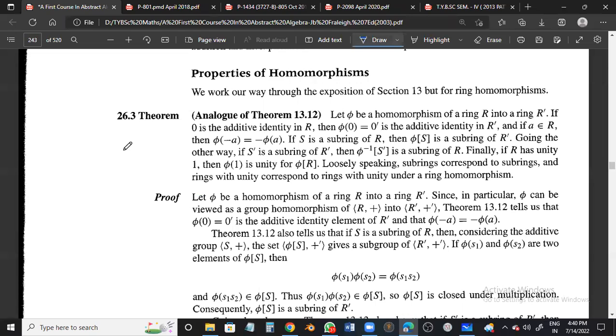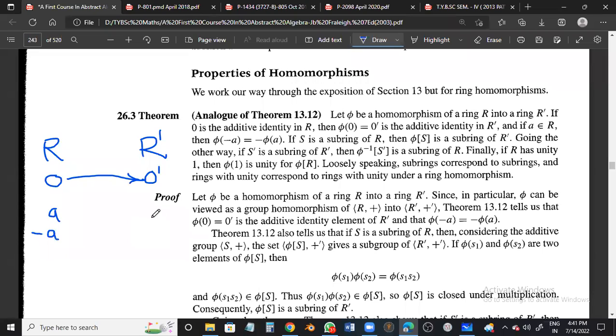So what do we mean by this? If we are having R and here I'm having R dash. So in R I'm having additive identity 0. Here I'm having 0 dash. So phi carries 0 to 0 dash. Okay. Then suppose I'm having an element A here in the ring, its additive inverse is always minus A.